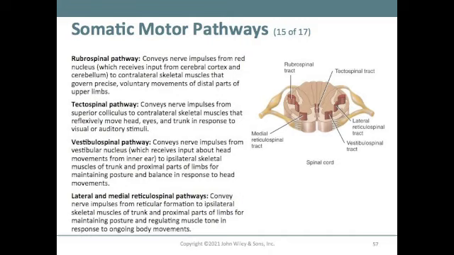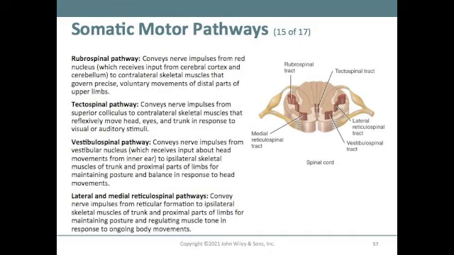The tectospinal pathway, which conveys nerve impulses from the superior colliculus to the contralateral skeletal muscles that reflexively move the head, eyes, and trunk in response to visual or auditory stimuli.